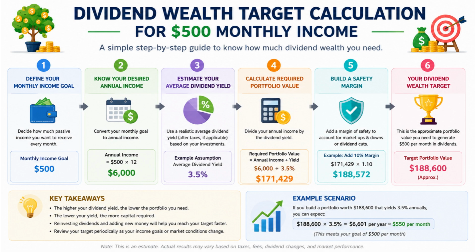Therefore, the final dividend wealth target is about $188,600. This is the approximate portfolio value needed to generate $500 per month in dividends, assuming a 3.5% average annual dividend yield and a 10% safety margin. In other words, if an investor builds a portfolio worth around $188,600 and it yields 3.5% annually, the expected dividend income would be about $6,601 per year. When divided by 12 months, that equals approximately $550 per month, which is slightly above the original $500 goal.